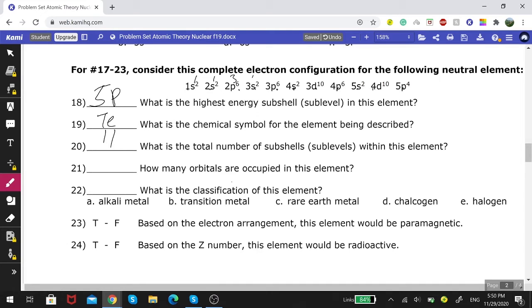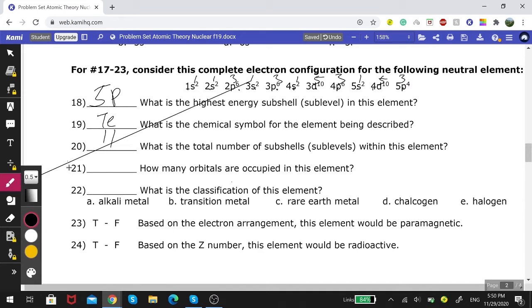How many orbitals? 1, 1, 3, 1, 3, 1, 5, 3, 1, 5, 3. So 1 plus 1 plus 3 plus 1 plus 3 plus 1 plus 5 plus 3 plus 1 plus 5 plus 3. And that gives us 27. Although this says 5p4, we count the p subshell as a whole, so we count 3.